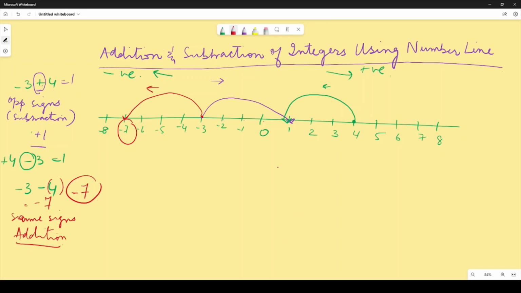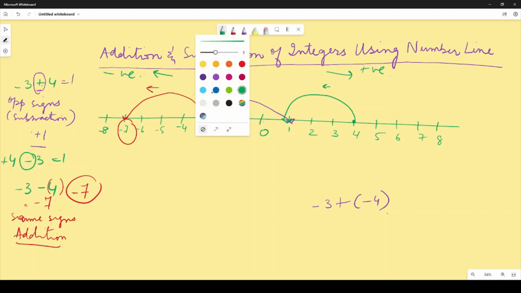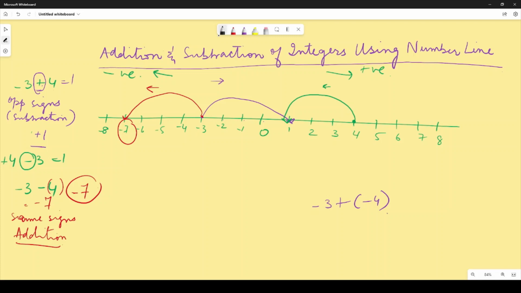Now let us say you get a question which is like -3 plus -4. Now what happens over here? So we start at -3 over here. Let me change the color once again so that it is easier to identify. Oh, sorry, let me make it black. Okay, so we start at -3 over here, right? This is where we begin our journey.